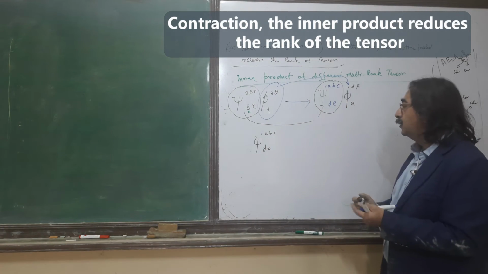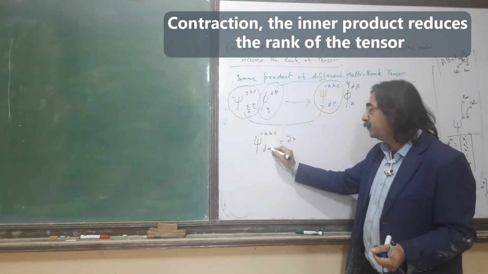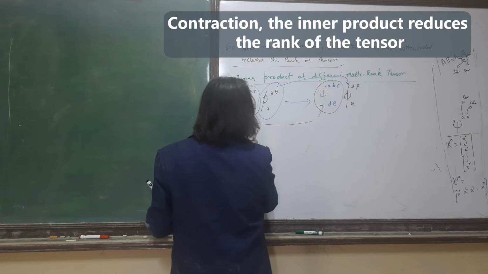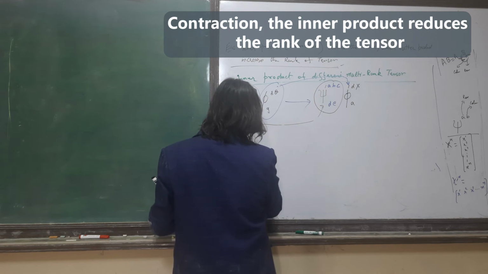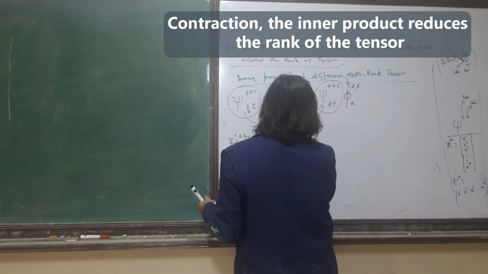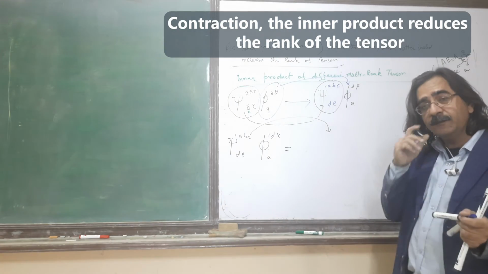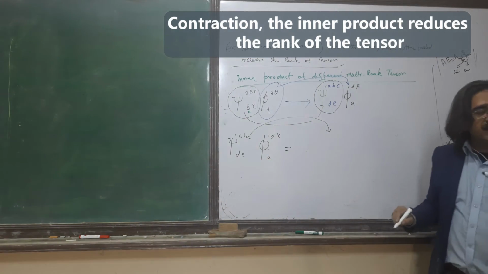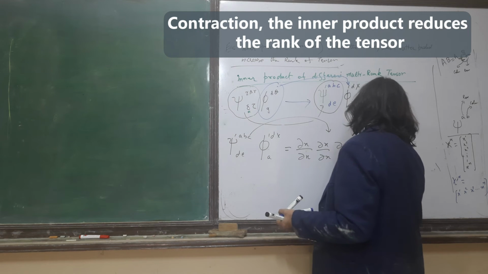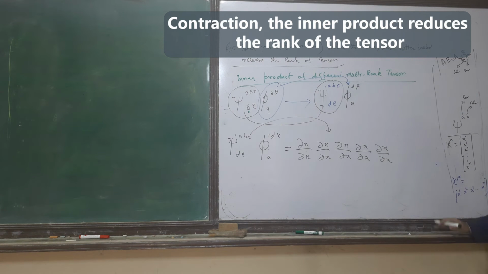So firstly, write the transformation law of this. What is the transformation law of this? A, B, C, D, E. How many indices are there? If we are considering all as true indices, then their transformation law will involve 5 indices: 1, 2, 3, 4, and 5.